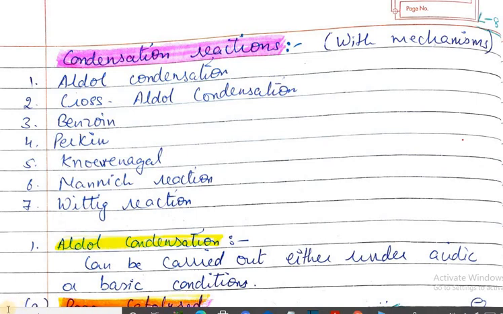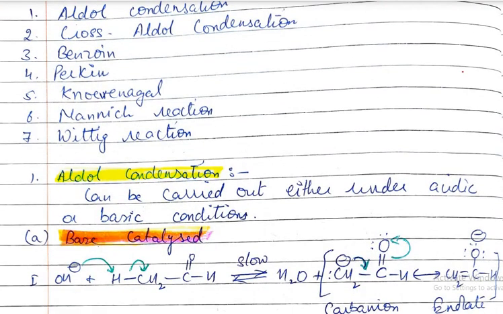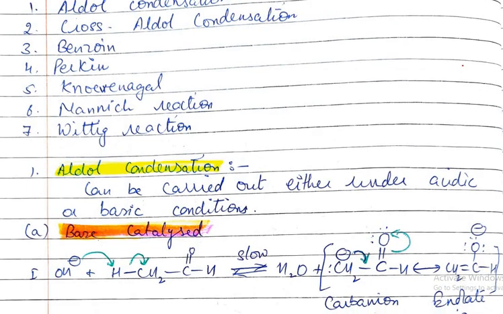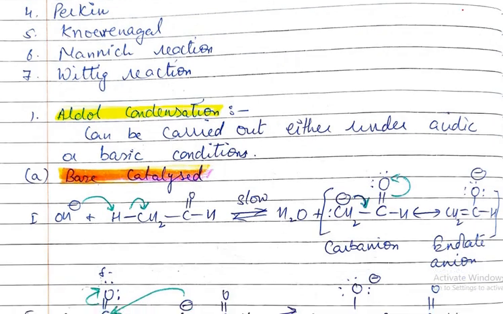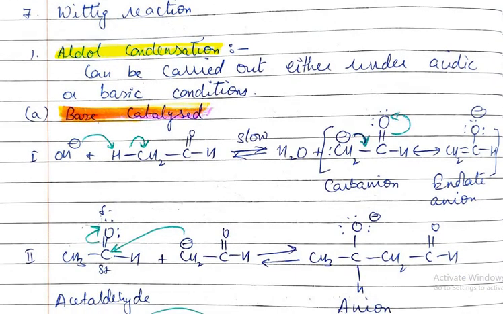Aldol condensation, as we have already done, is a reaction in which aldehydes and ketones with alpha hydrogens, in the presence of alkali, condense to give beta hydroxy aldehydes or ketones, and then upon heating give alpha beta unsaturated aldehydes or ketones. In this we will do its mechanism.